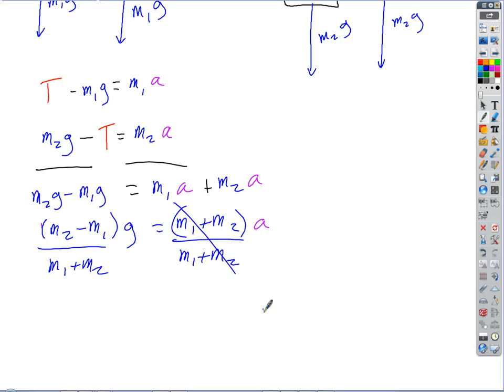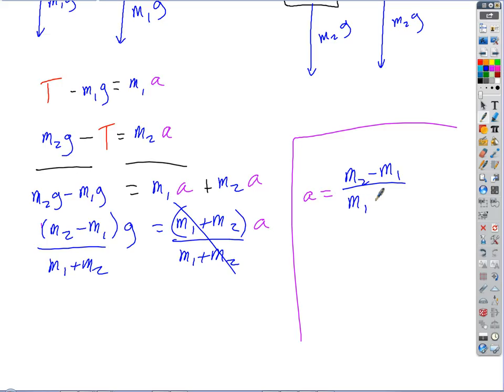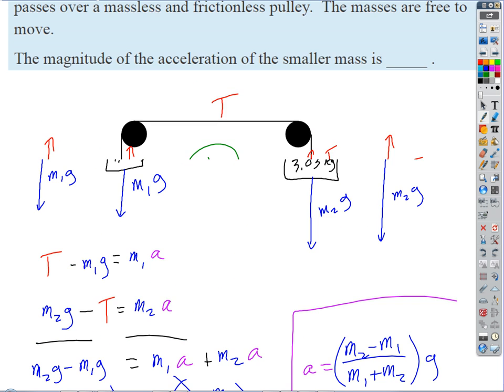So those cancel. And look at my result then. I get the result: A equals the difference of the masses divided by the sum of the masses times G, right? Okay, everybody see that? That makes sense. Let's look back at our picture, and that makes perfect sense.